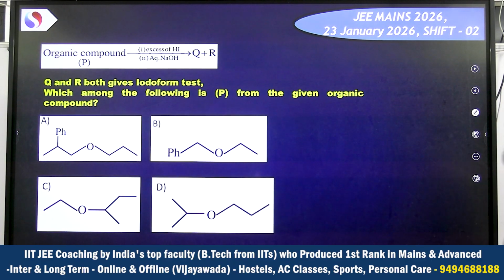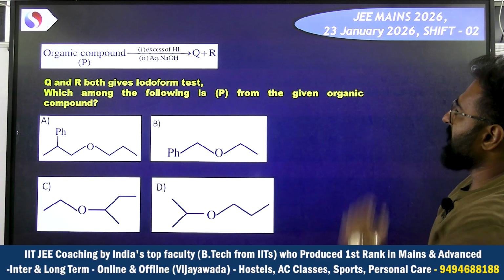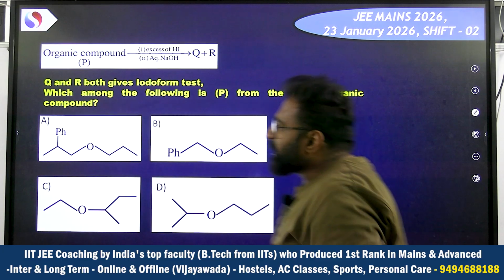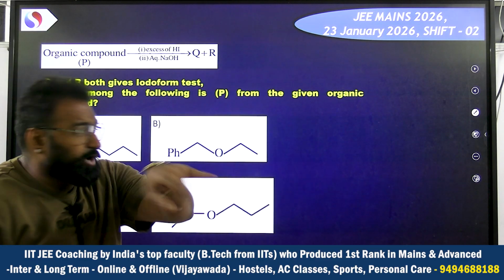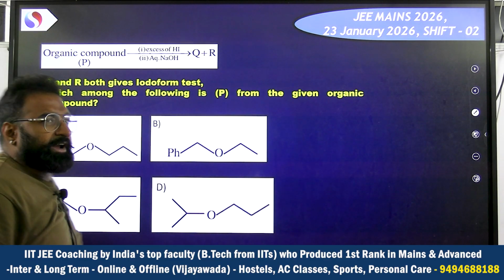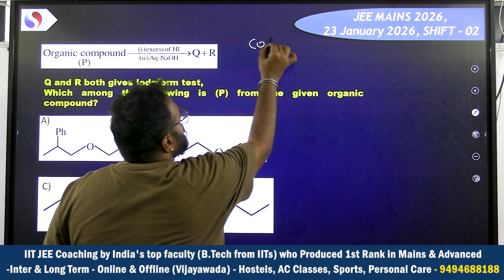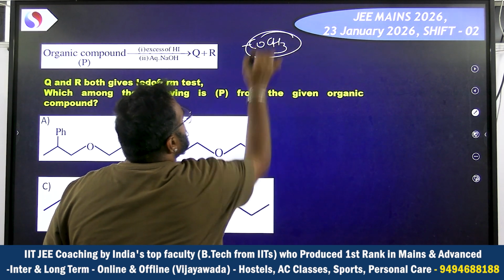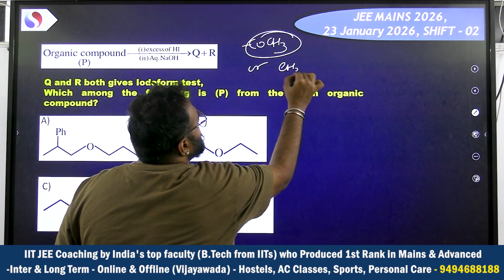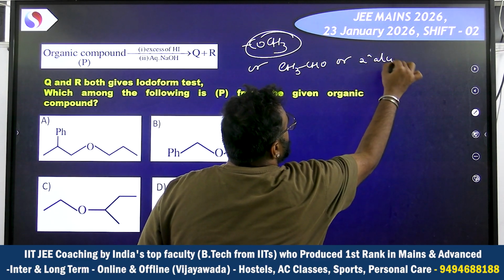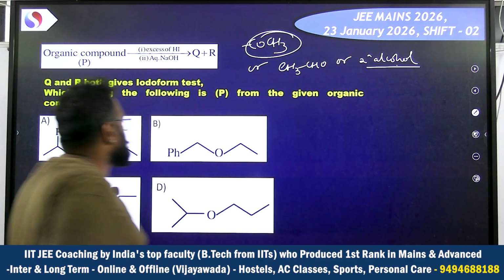Structure-based question. Next, the organic compound X gives Q plus R. Q and R both give the iodoform test. I just told you, for the iodoform test what do you need? You need a terminal COCH3 group, or you need CH3CHO, or you need 2 degree alcohol. So let's check.